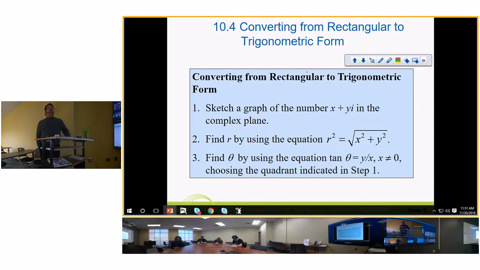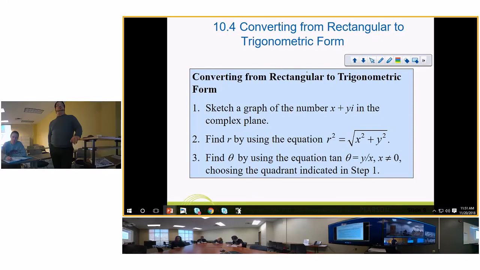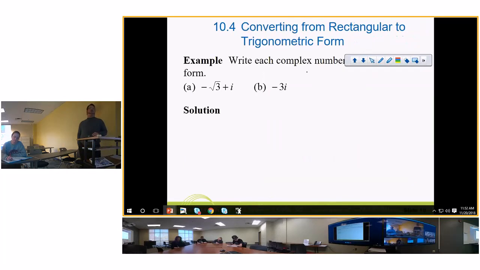Find R by using the equation R squared is equal to x squared plus y squared. And find theta by using the equation tangent of theta, and that's what we had in that box a while back. Okay? When you sketch it in the form of x plus yi, that helps you out more than you think. And there's your equation. The first one is negative square root of 3 plus i. Now, what does that really mean? What is the negative? What is the square root of 3?